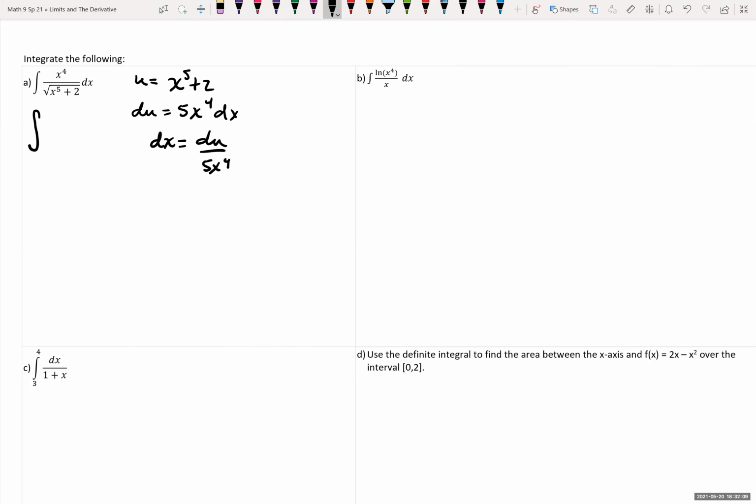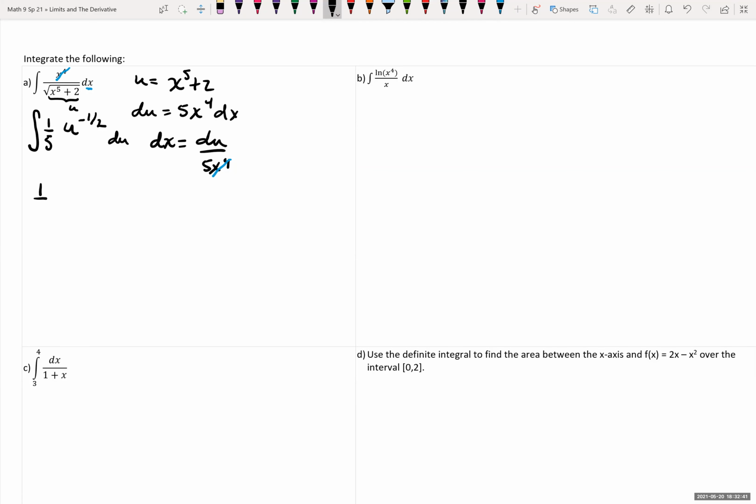So this is the same thing as the integral. Our x to the 4ths are going to cancel when we come back over here, and we're just going to be left with a 1/5. And then this piece here is u, but let's bring it up into the numerator. So this is really u to the negative 1/2 power du. So when I plug this dx back in here, this 5x to the 4th cancels with that 5x to the 4th. Okay, so now it's in the form that we know how to find the antiderivative.